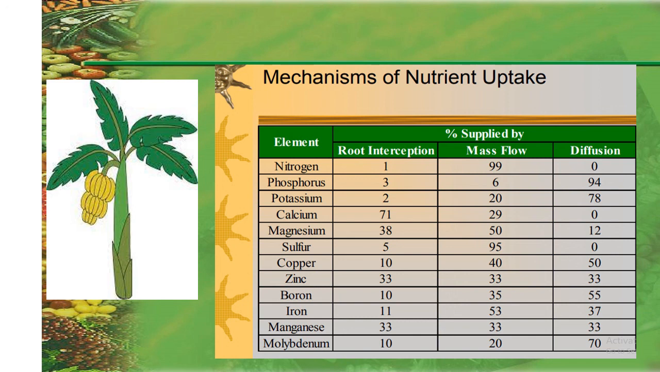Iron, root interception is 11, mass flow 53, diffusion 37. Manganese, root interception 33, mass flow is also 33, and diffusion is also 33. Molybdenum, root interception is 10, mass flow is 20, diffusion 70.